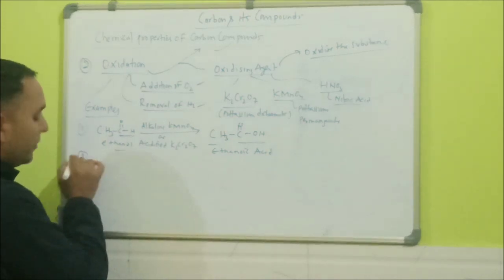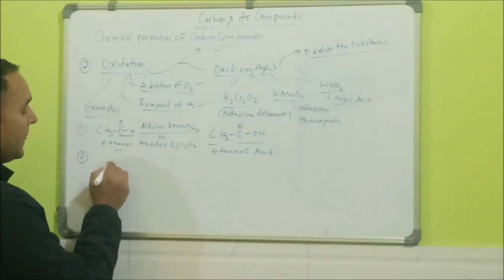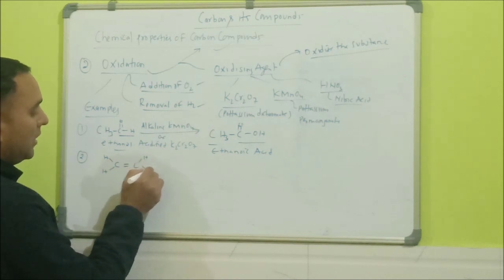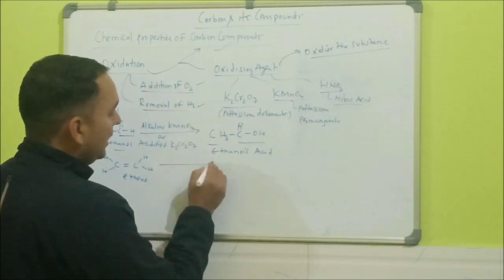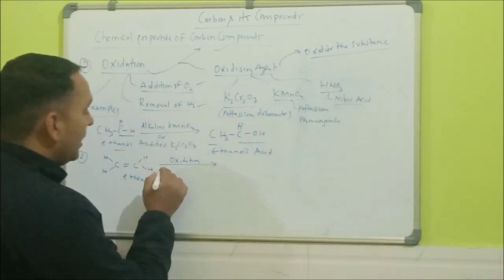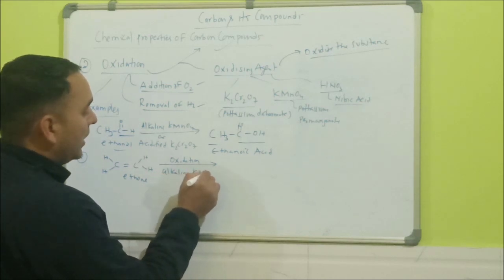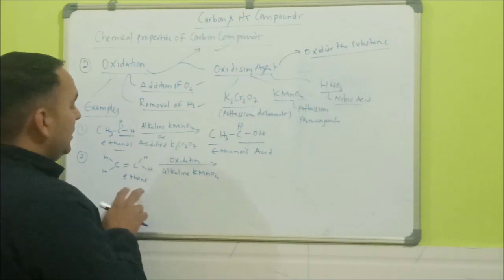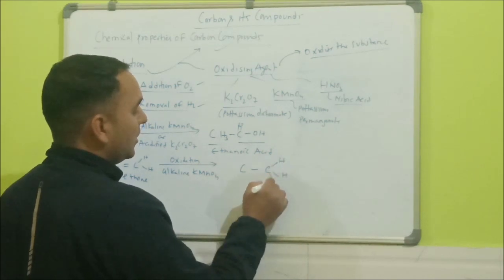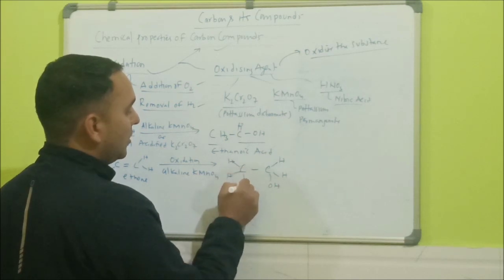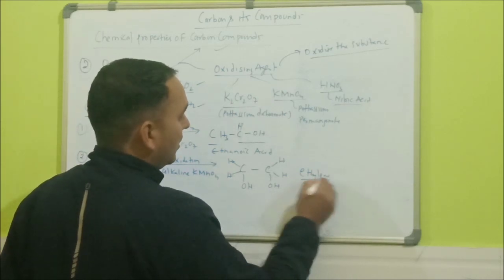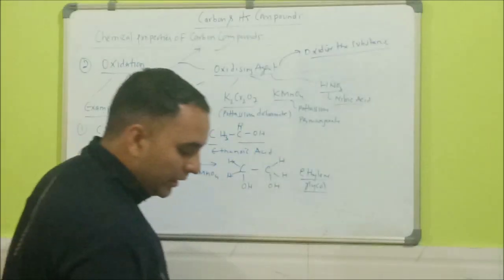Let us go with the second example. I am taking here ethene, CH2 double bond CH2. It is called ethene. When ethene undergoes oxidation with the help of these oxidizing agents, here I am taking alkaline KMnO4, that is alkaline potassium permanganate, the ethene undergoes oxidation and forms CH2OH single bond CH2OH. It is called ethylene glycol. So ethene is getting oxidized to ethylene glycol.